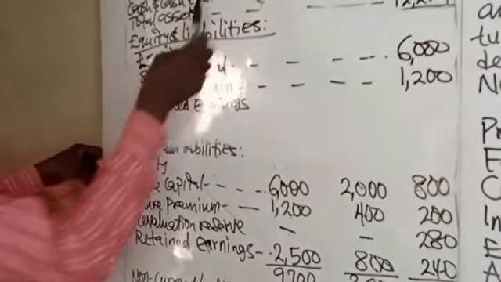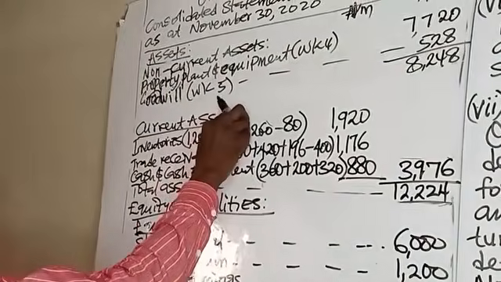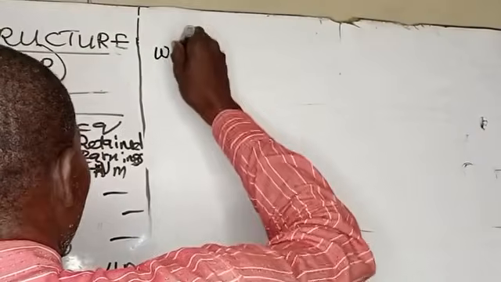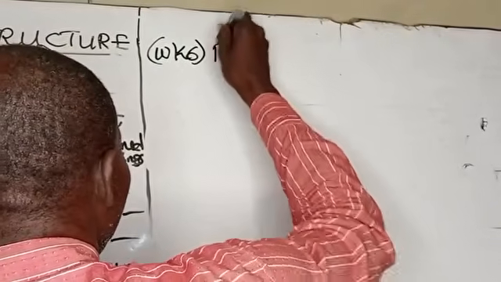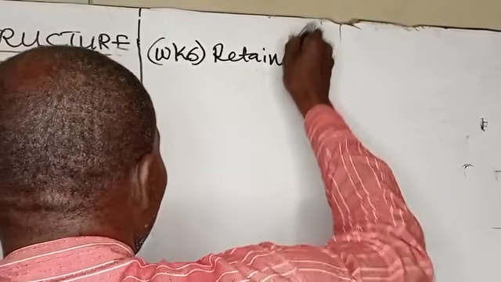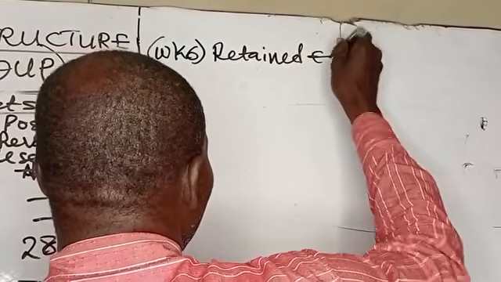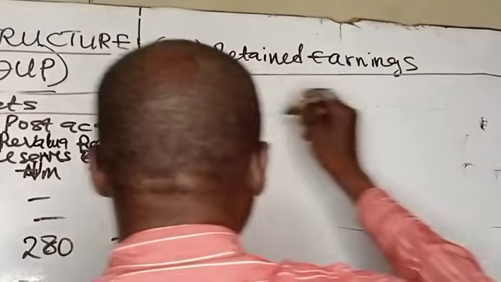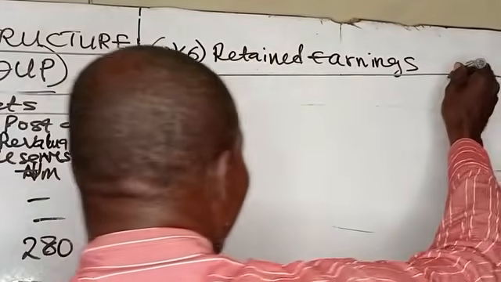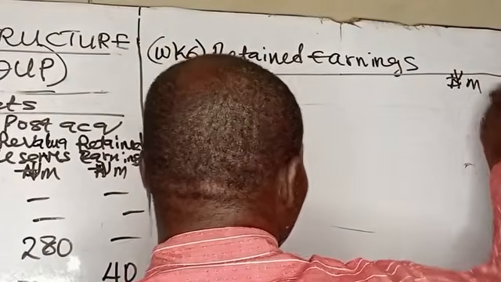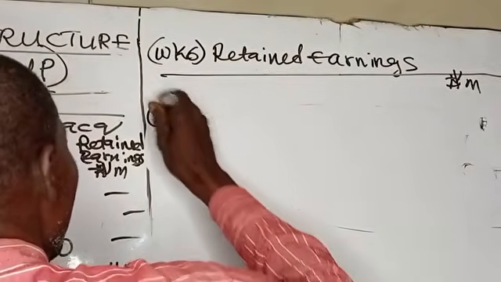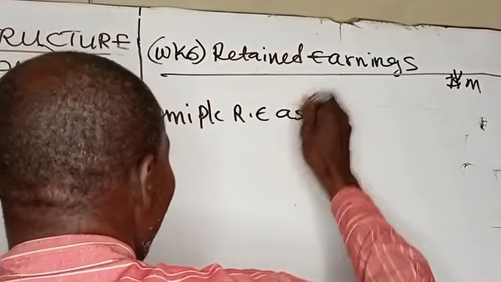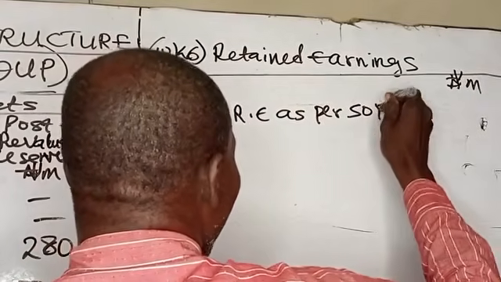Our last working was working number 5. So retained earnings will be working number 6 now. Working 6, retained earnings. We start with the retained earnings of the parent company as per the statement of financial position. So we have OMI PLC retained earnings as per statement of financial position.